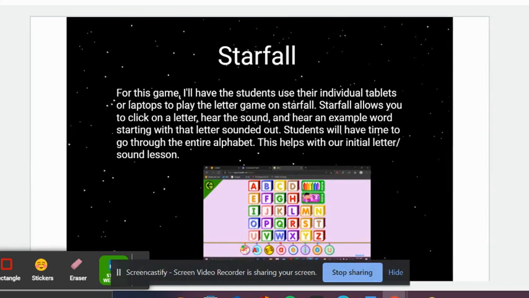My last tool that I used was Starfall. So for this game, I had students use their individual tablets or laptops to play this letter game on Starfall. Starfall has a bunch of different games on it, but this game allows you to click on a letter, hear the sound, and hear an example of a word starting with that letter sounded out. So students will have time to go over the entire alphabet in this lesson, and that helps with our initial letter phoneme sound lesson.